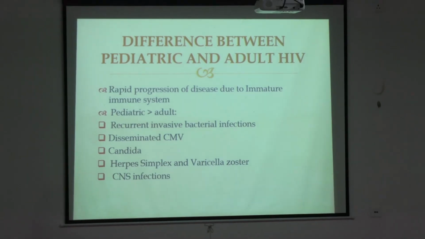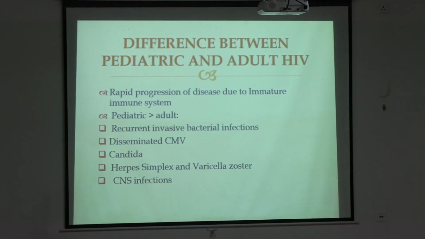So recurrent invasive bacterial infections are more common. Disseminated CMV infection is more common. We'll see more candida, HSV, varicella infection and CNS infections. So that is why in the pediatric population HIV is different from adults.